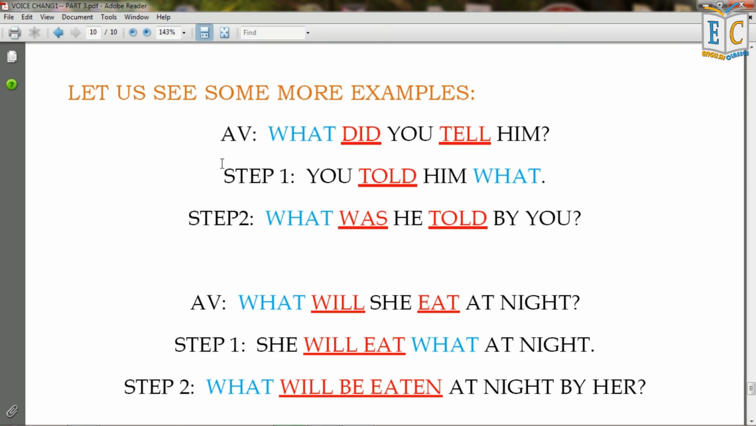Let us see some more examples. In active voice, what did you tell me becomes in step 1, you told me what, and in step 2, the passive voice form becomes what was I told by you. In active voice, what will she eat at night becomes in step 1, she will eat what at night. What is the object here? And what will be eaten at night by her? It is the passive voice form of this sentence.